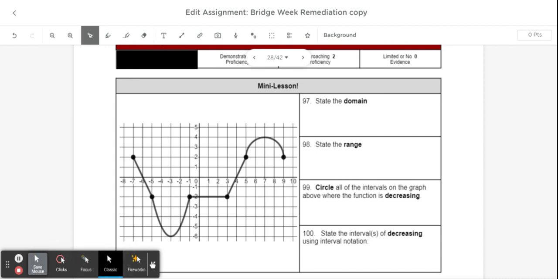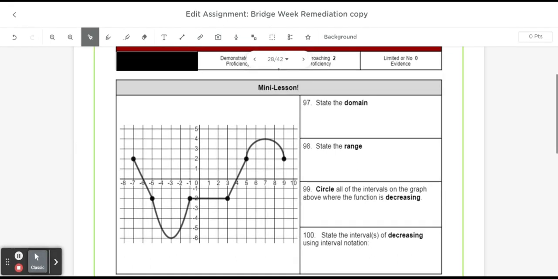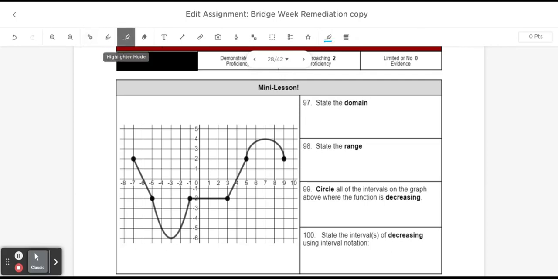Hi everybody. So in today's video, we're going to be looking at sections of a graph that we usually talk about and are kind of focused on when we analyze a function. So the first thing we're going to look at is the domain of a function.